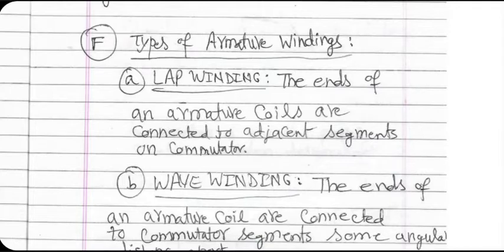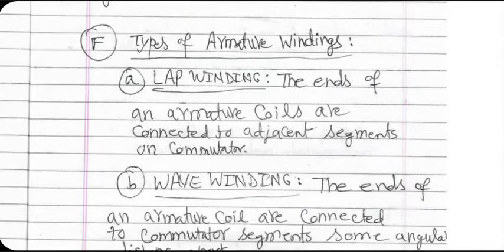So lap winding conceptually is the one where the ends of an armature coil are connected to an adjacent segment on the commutator. Probably it's not very clear to you right now, but when I show you the 3D pictures, you will understand this hopefully a little better.